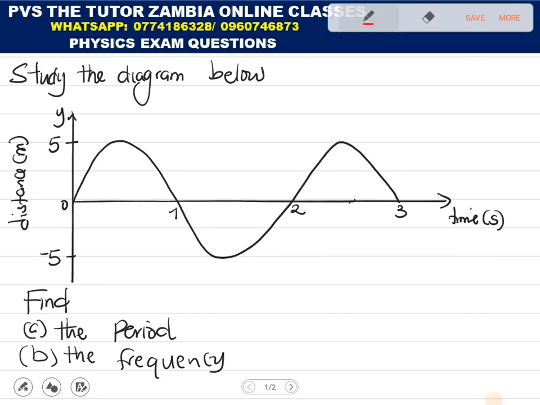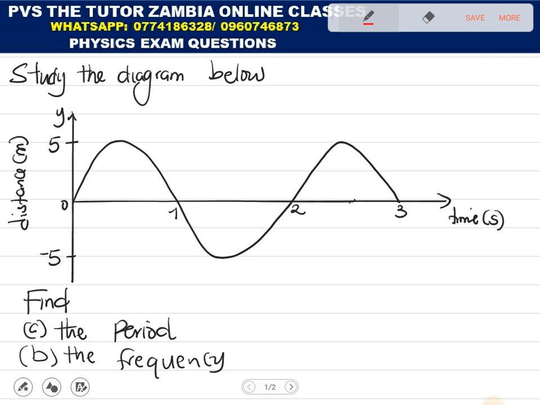Let's work out a question coming from physics under waves. The question says study the diagram below. On the y-axis we have distance, and on the x-axis we have time in seconds. So please study the diagram first before you go anywhere.